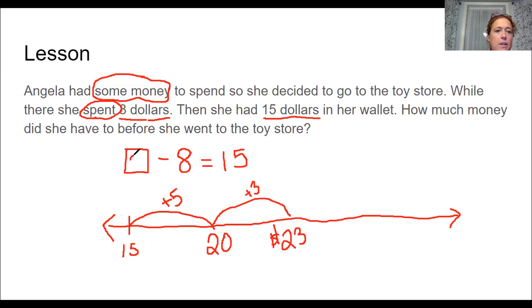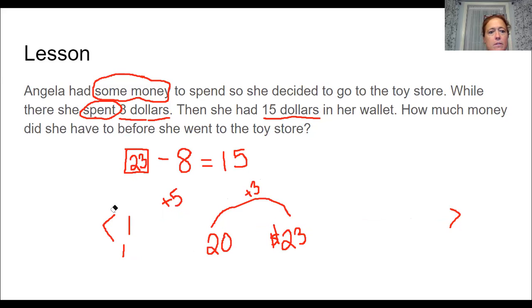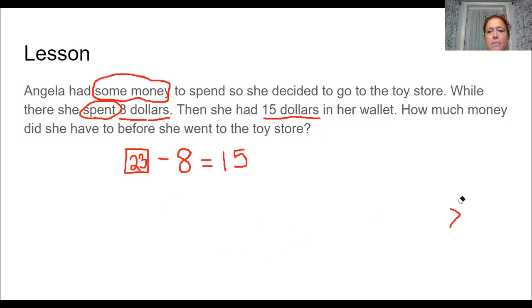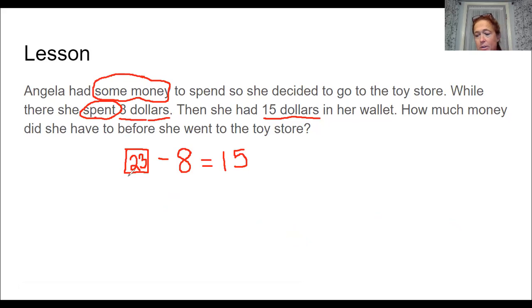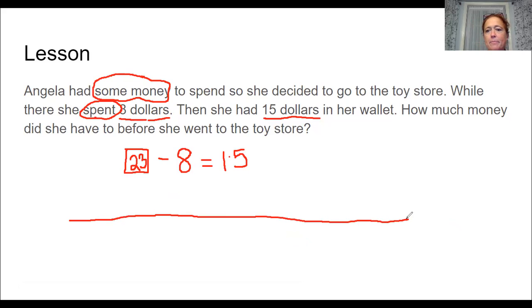So if I put that 23 up here, right? Now, let me go back, grab my eraser, erase this number line, and I'm going to check my work. All right, so if she really did have $23 before she started, we should be able to say 23 minus 8 equals 15. So let's check it. So if I have 23 down here, I should be able to subtract 8.